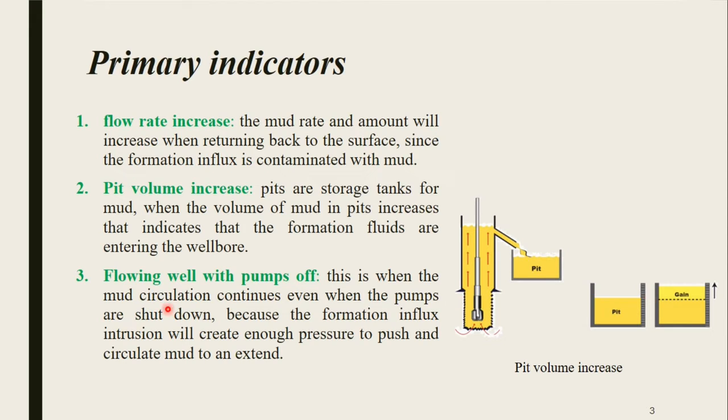The third primary indicator is flowing well with pumps off. This is almost the same as flow rate increases because the formation influx will exert some sort of pressure on the mud and it will make it circulate even when the pumps are shut down. So that's all for the primary indicators. Let's move on to the secondary indicators.